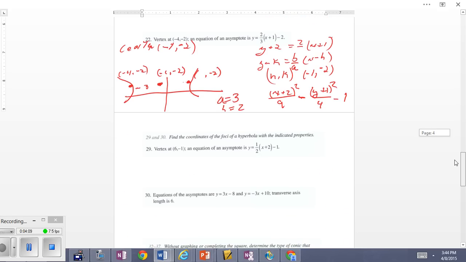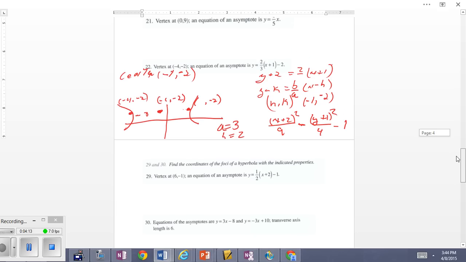Down here, I'm looking at number 22. It says I have a vertex at -4, 2, and an equation of an asymptote of y equals 2/3 (x plus 1) minus 2. From that equation of the asymptote, I can find a lot. I can find my center, because the asymptote is written in the form y minus k equals b over a times x minus h. My center, therefore, is at -1, -2.